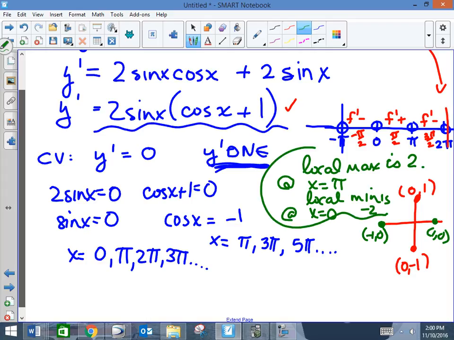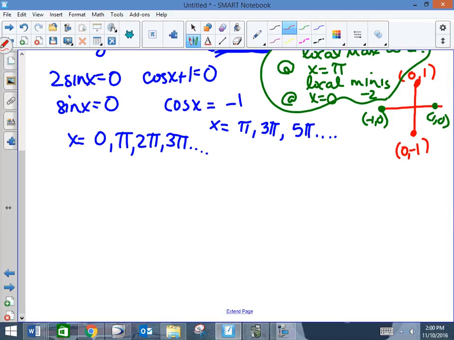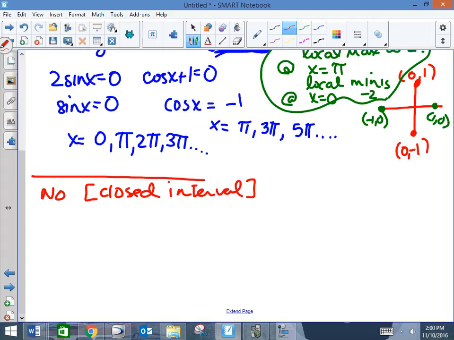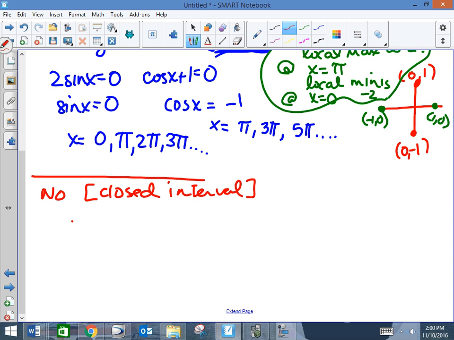All right. Now, we adjusted this problem, so we want to keep the adjustment for the absolute max. Because otherwise, let's just pretend no closed interval. Because that is going to come up. So all that means is that we're not guaranteed an absolute max. So critical values, what were they again? 0, pi, 2 pi, 3 pi, so on and so forth.